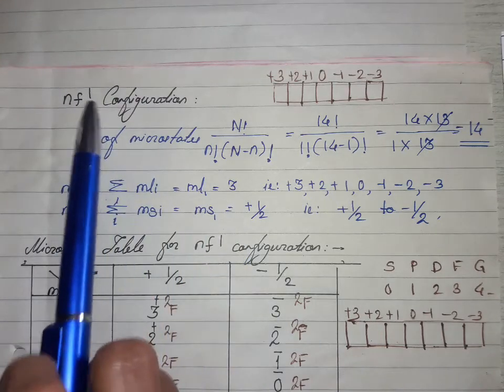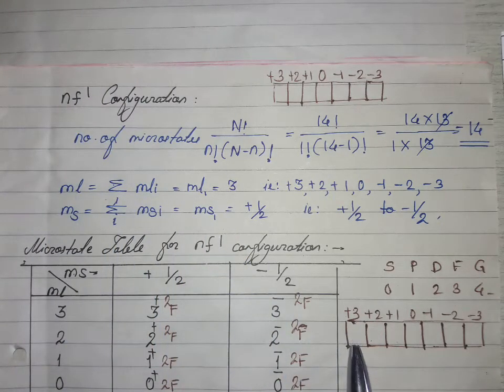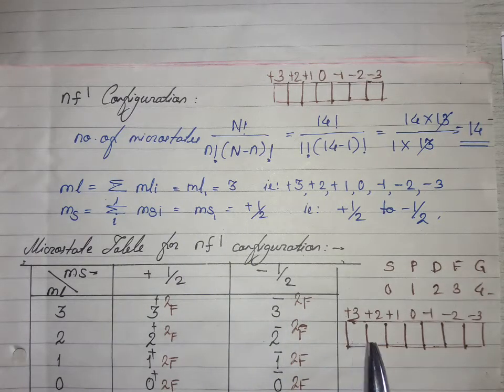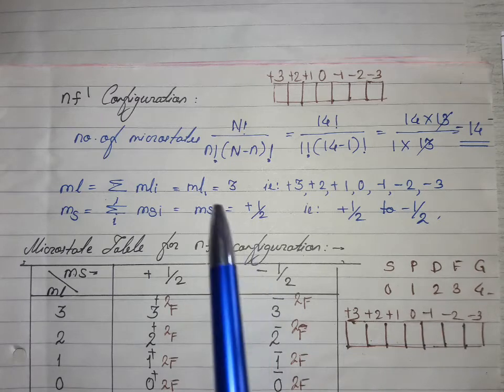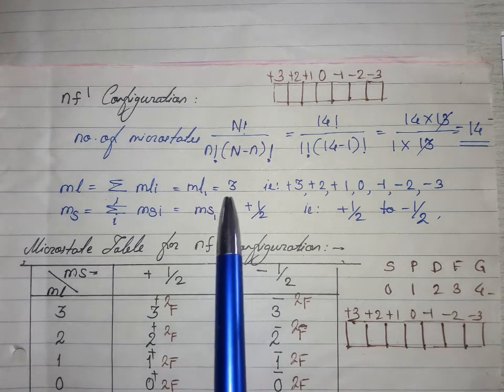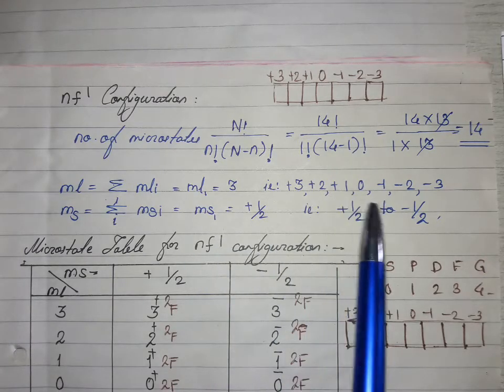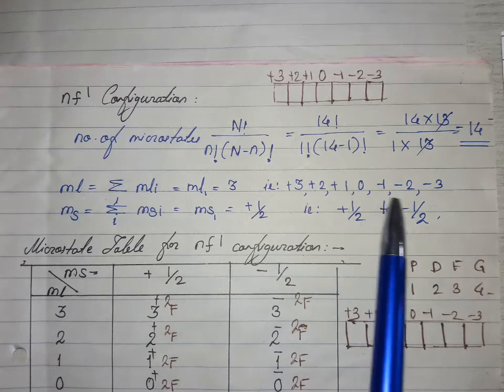If only one electron is there, then we can put that electron in this first shell, and the maximum ML value we can calculate from this configuration is 3. If we put one electron in this shell, then ML is equal to 3. If we put one electron in the second shell, then ML is plus 2. But the maximum ML possible in this orbital is plus 3, that's why ML is equal to plus 3. So what is the range of ML? That is plus 3 to plus 2, plus 1, 0, minus 1, minus 2 and minus 3. This is the range of ML.